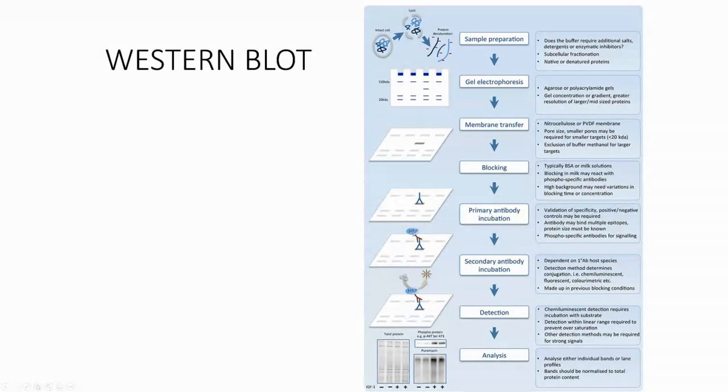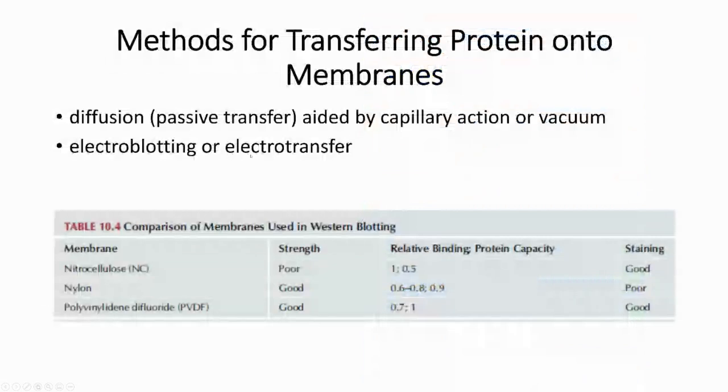In this case we have this horseradish peroxidase here, and after the secondary antibody binds to the primary antibody, then you can perform the detection to see the presence of a specific protein. So this process is called the Western blot.